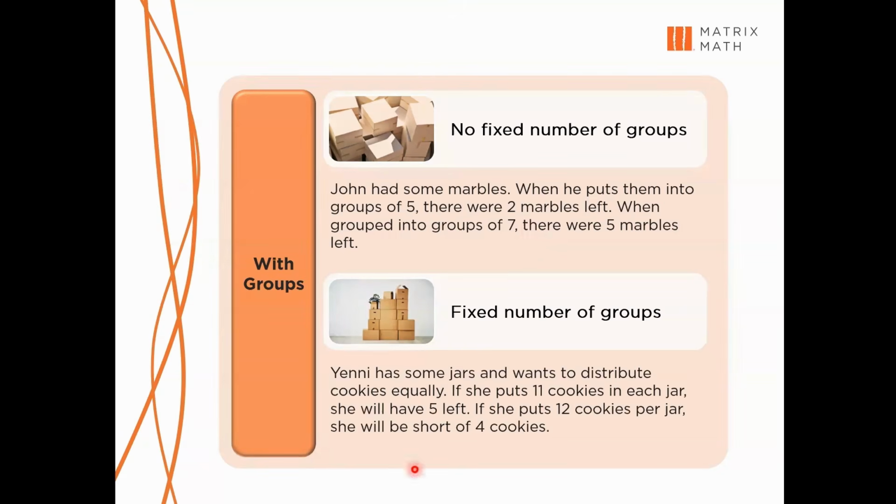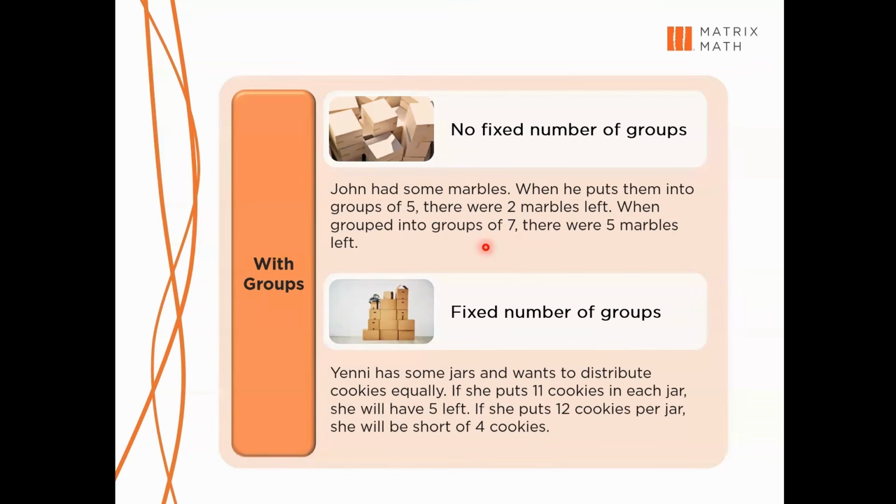As compared to this example: Yenny has some jars and wants to distribute the cookies equally. If she puts 11 in each jar, she'll have 5 left. If she puts 12 in each jar, she'll be short of 4. Now, it sounds quite similar to the question before, right? So what is the difference?